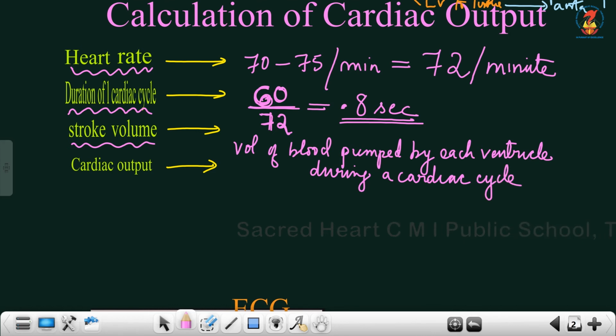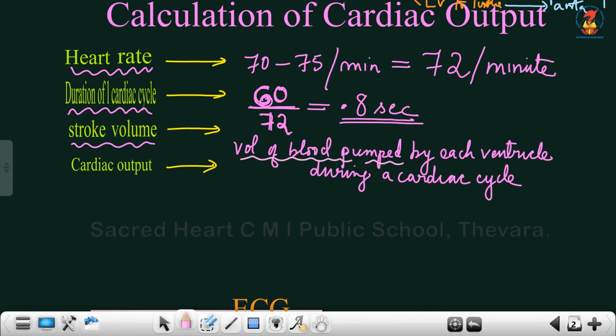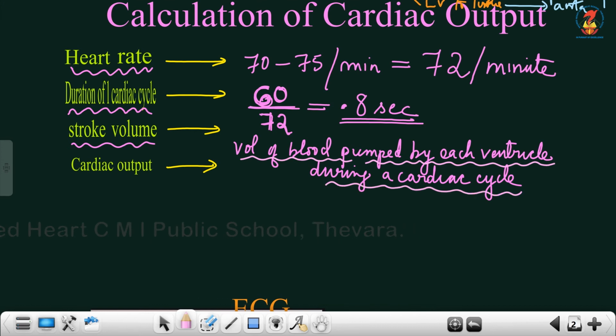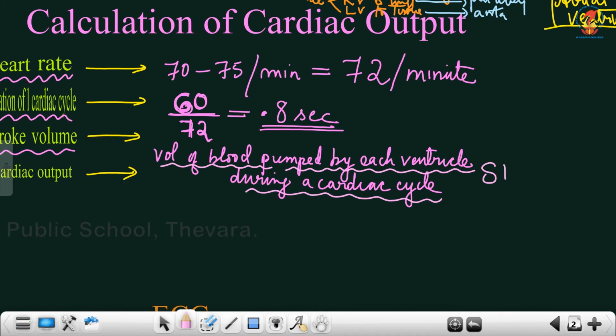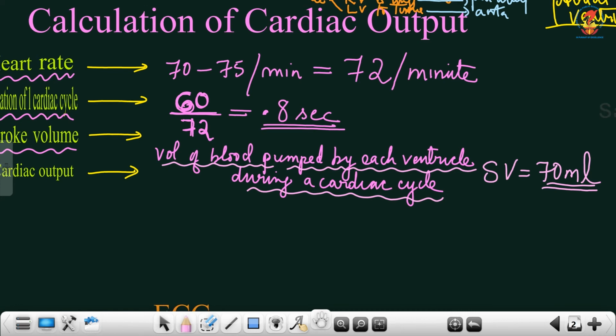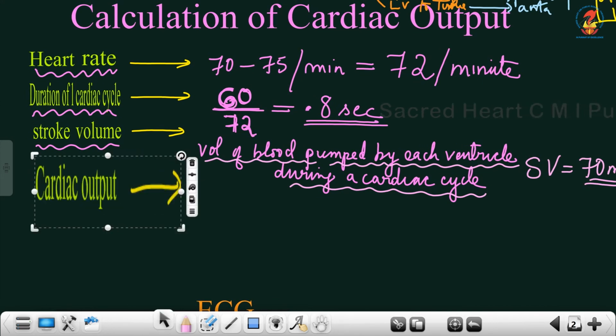So, what is stroke volume? Stroke volume is the volume of blood pumped by each ventricle during a cardiac cycle, and it is found to be 70 ml. 70 ml is being pumped by each ventricle during a cardiac cycle. Therefore, we are trying to find out cardiac output. So, let us find out the calculation for cardiac output.